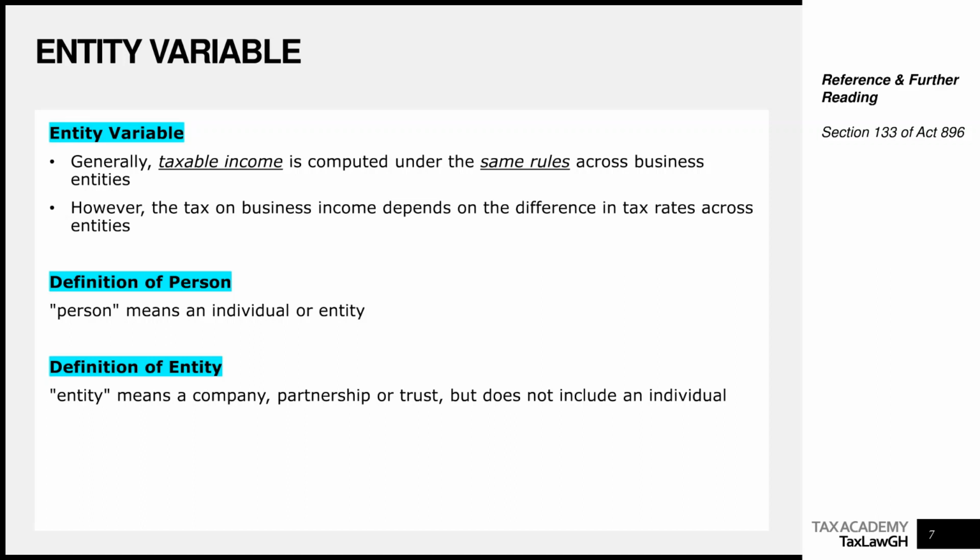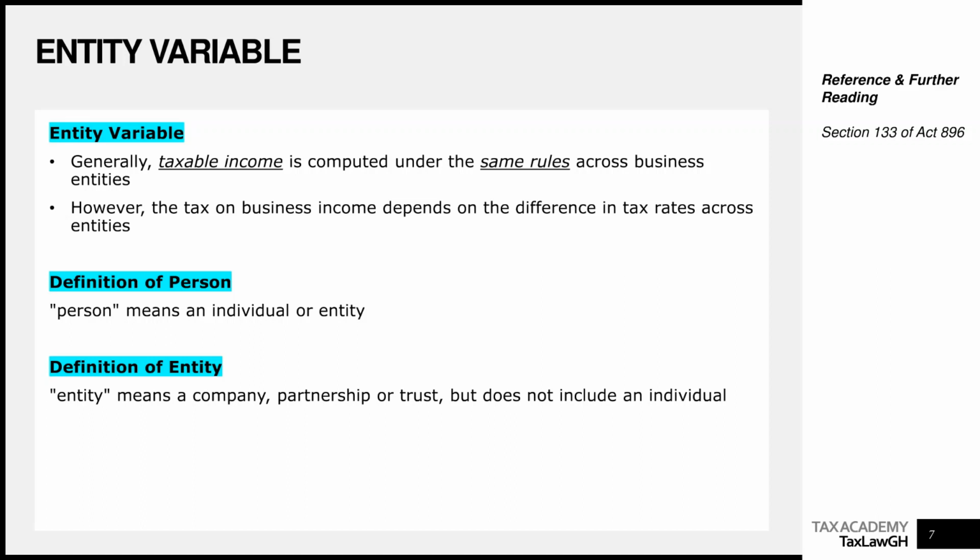Before we continue, how does the law define a person? Once again, this was discussed in detail in our income tax basic principles video. I think it was part 1, the very first video we did. We defined a person. We said a person means an individual or an entity. No need to go into details here. I'm assuming you've watched that already. How does the law define an entity? The law says an entity means a company, a partnership, or a trust, but does not include an individual. Take note, our Income Tax Act is saying that an entity does not include an individual.